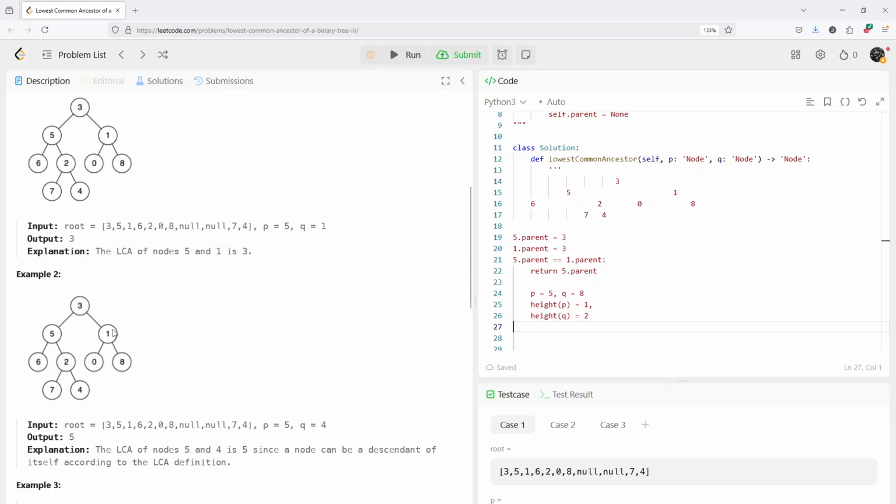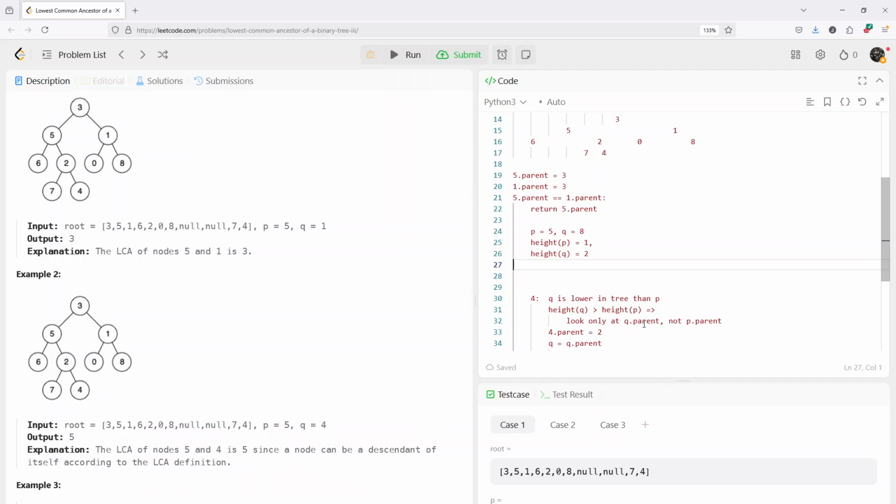so then you look at q dot parent, not p dot parent. You look at 8's parent, which is 1. And then you check if they both have the same parent, which they do, which is 3. But let's see, that might not have been the best example. Okay, let's do 7 and 0 instead.